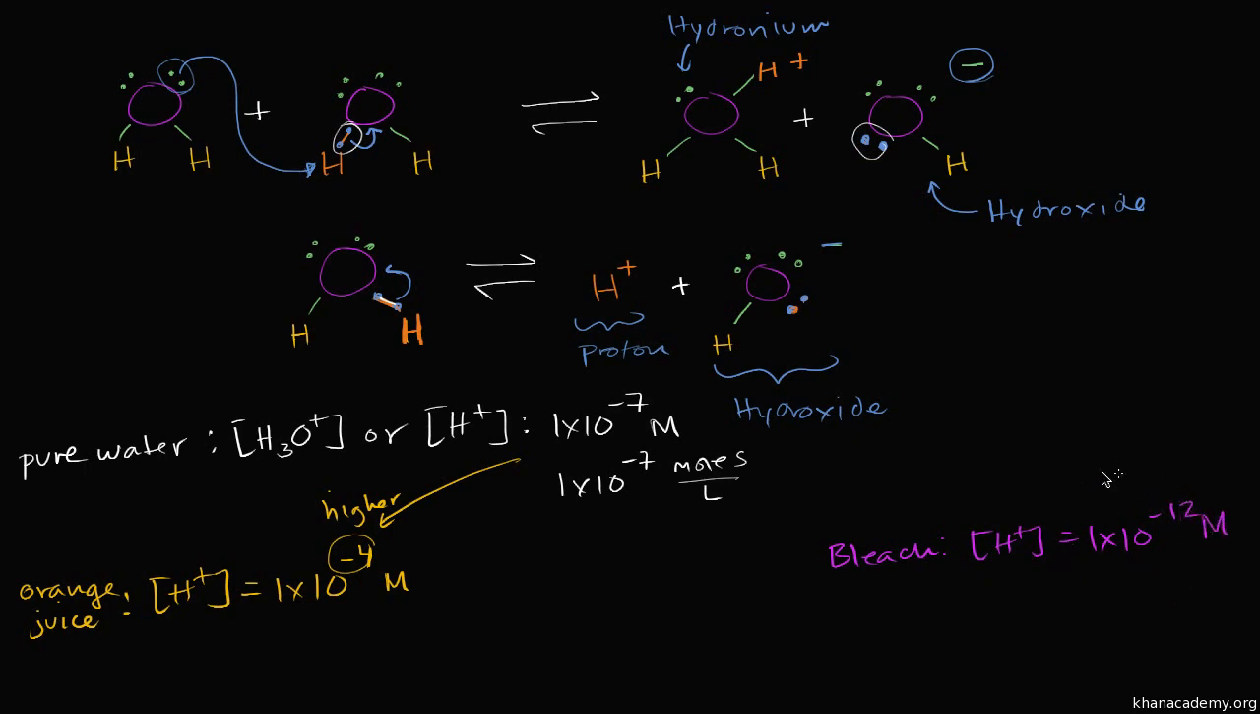So this is a much lower concentration than you would have in just pure water at 25 degrees Celsius. This exponent over here is more negative. This is a lower concentration. Well, this is all well and good, but it can get a little bulky talking about concentrations in terms of scientific notation, something times something to the negative whatever molar.